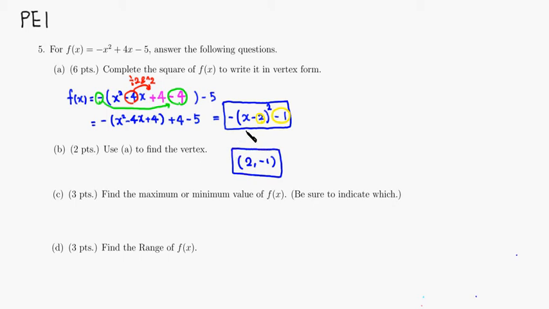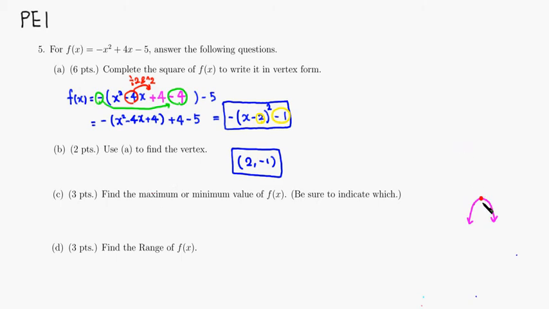Alright, part C, maximum or minimum. One thing we need to know is the ballpark shape of this parabola. Since there's a negative sign here, there's a reflection about the x-axis involved, so the parabola is actually facing down. So you're basically looking at this shape, and the vertex is, of course, right at the top.